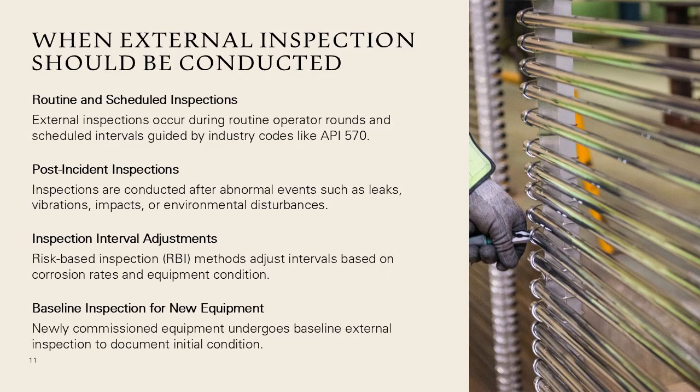External inspections should also be repeated after incidents such as process upsets, leaks, vibrations, impacts, or environmental events like heavy rain or flooding. RBI may extend or shorten inspection intervals based on observed corrosion rates, operating conditions, or degradation patterns. Additionally, newly commissioned equipment undergoes external inspection as part of baseline condition documentation. This timing strategy ensures continuous condition monitoring and supports proactive intervention.